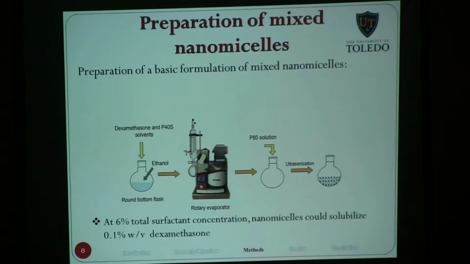And if you see here, at 6% total surfactant concentration, we were able to solubilize 0.1% dexamethasone. That means by increasing the surfactant concentration, we can increase the solubility of dexamethasone. And at a 6% total surfactant concentration, we were able to achieve 0.1% solubility of dexamethasone.